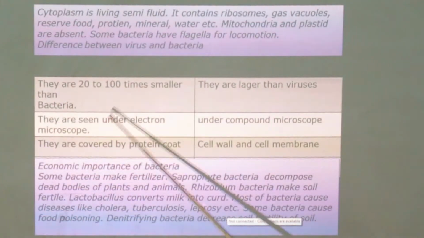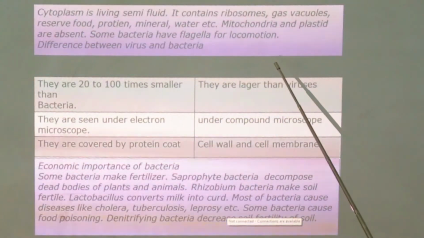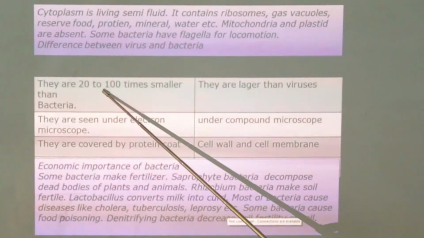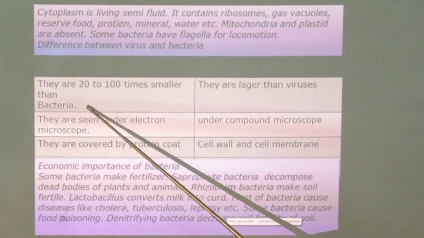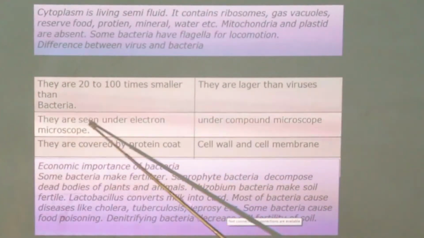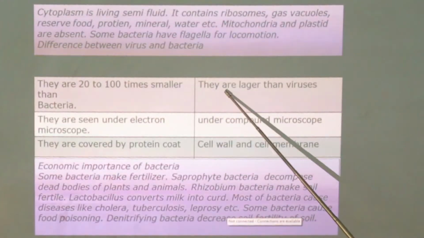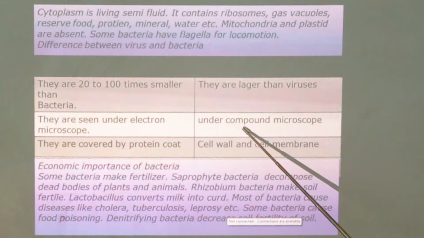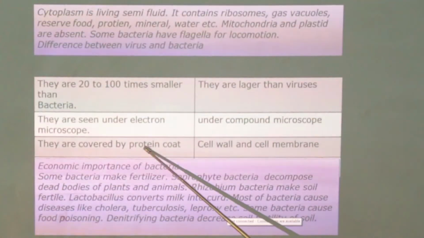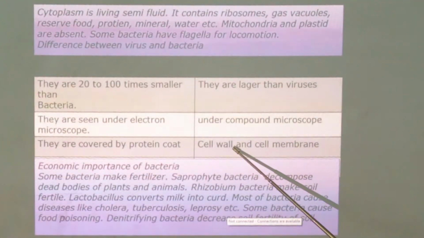The difference between virus and bacteria. Viruses are 20 to 100 times smaller than bacteria. Bacteria are larger than viruses. Viruses are seen under an electron microscope. Bacteria can be seen with the help of a compound microscope. Viruses are covered with protein coats, whereas bacteria are covered with cell wall and cell membrane.